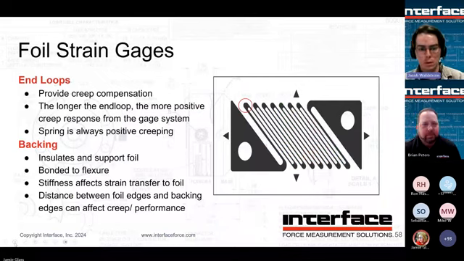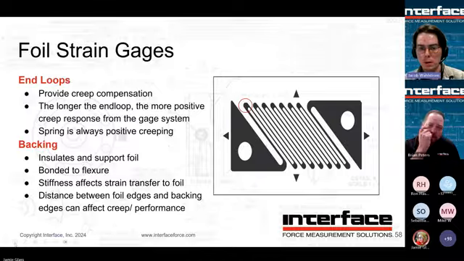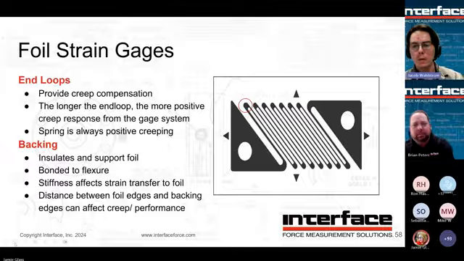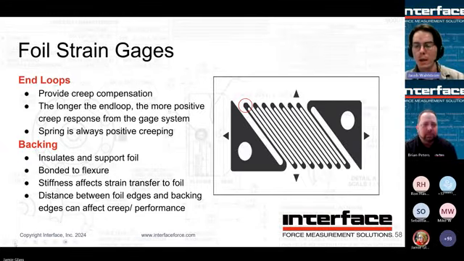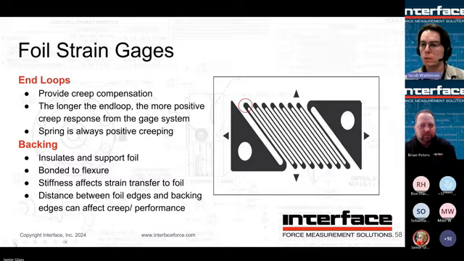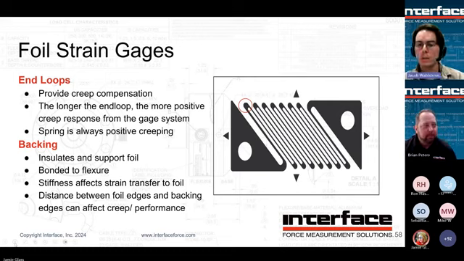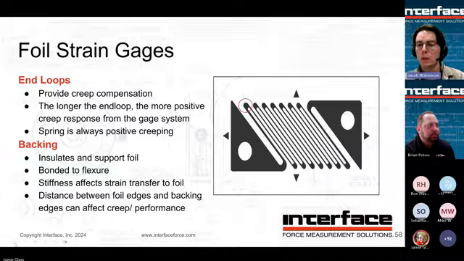Next slide, please. There we go. And so we talked about creep and creep compensation before, and how that's achieved is by changing the end loops. So the longer the end loop, the more positive creep response of the gauge. You can think of that as the bigger end loops giving more anchoring to the gauge, so they're responding more like the flexure is. And we can use the end loops to match the gauges to the load cell and that capacity.